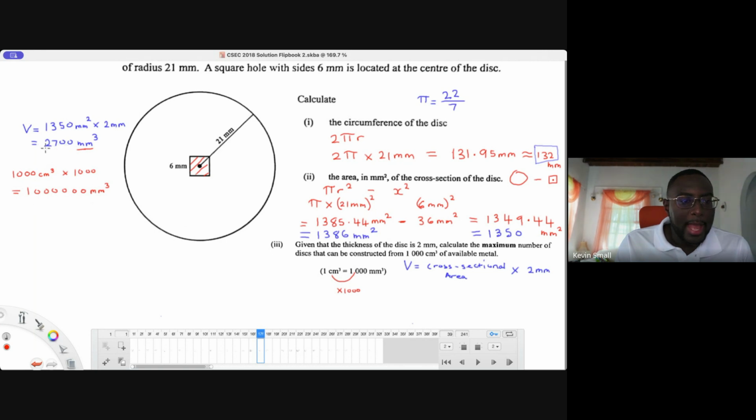And this is the amount of millimeters cube that I have to work with. And remember, I worked out the volume for one disk up here. Now, to find out how many disks I can get from this sheet of metal, I would have to divide this by the same 2,700 millimeters cube that I had from before. All right, so that's all it is.